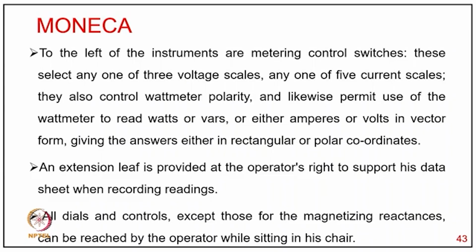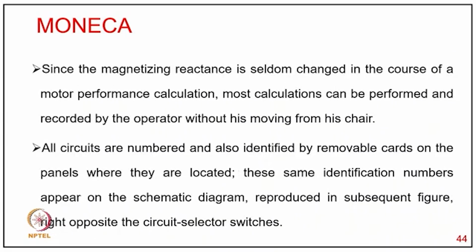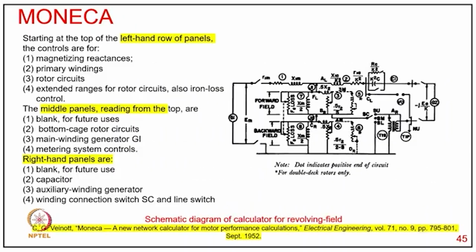All dials and controls except those for magnetizing reactance can be reached by the operator while sitting on his chair. Since the magnetizing reactance is seldom changed in the course of the motor performance calculation, most calculations can be performed and recorded by the operator without moving from his chair. All circuits are numbered and identified on removable cards on the panels where they are located, and these identification numbers appear on a schematic diagram reproduced subsequently, right opposite the circuit selector switch.